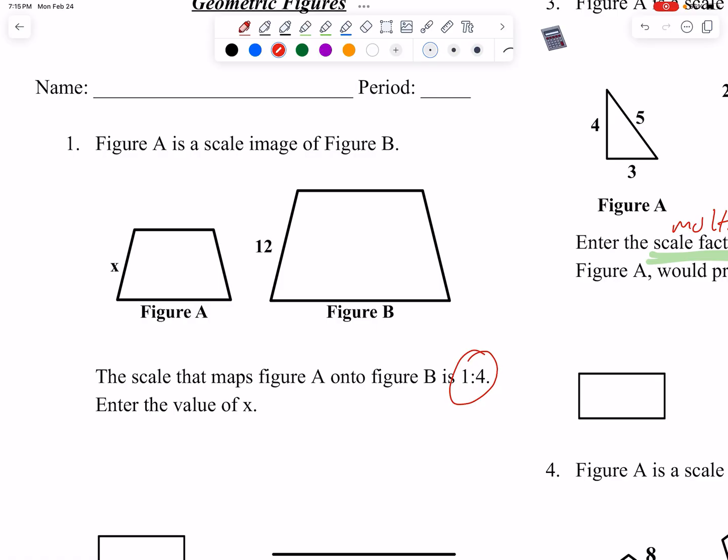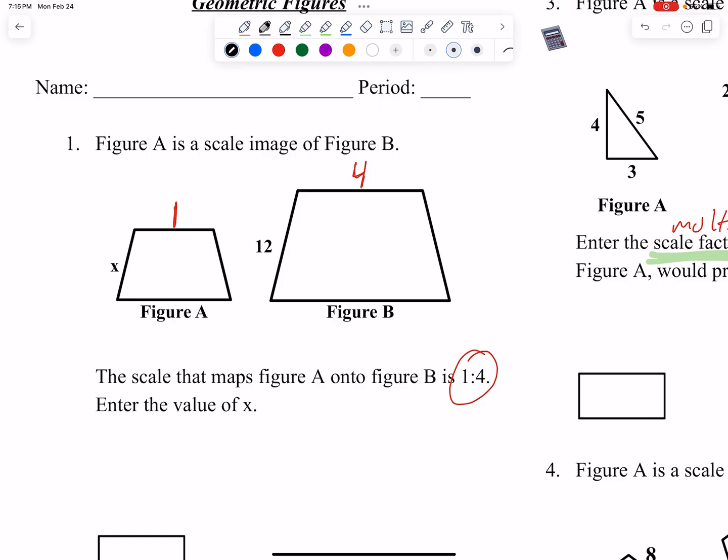All right. Figure A is a scale image of figure B. The scale that maps figure A onto figure B is 1 to 4. So in other words, that means if this had a length of 1, this would have a length of 4. Enter the value of x. So here's how it works. Essentially, it's the same kind of steps, the same strategy usually.